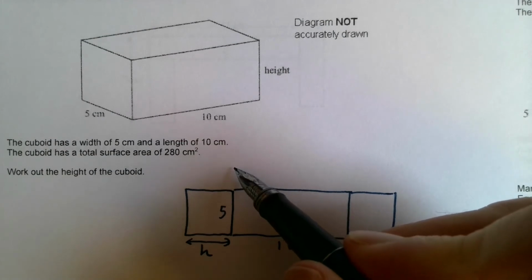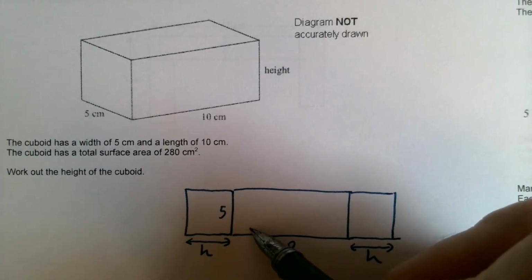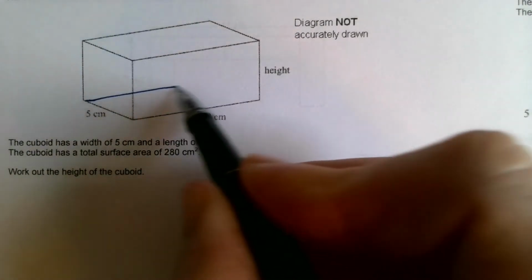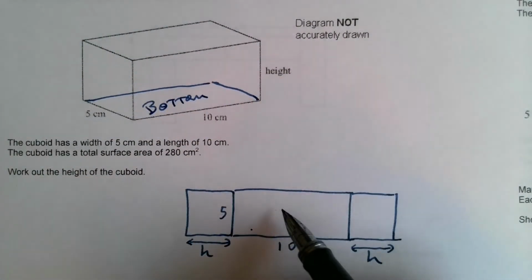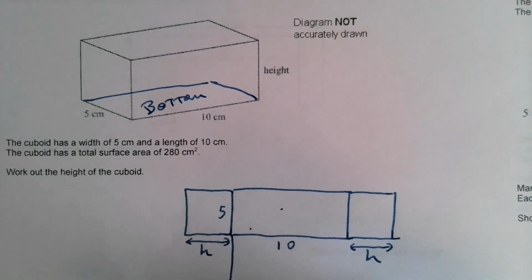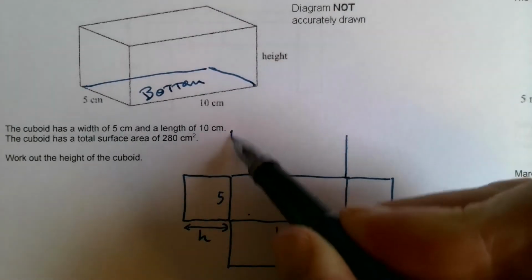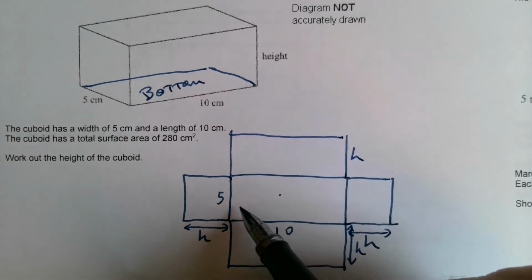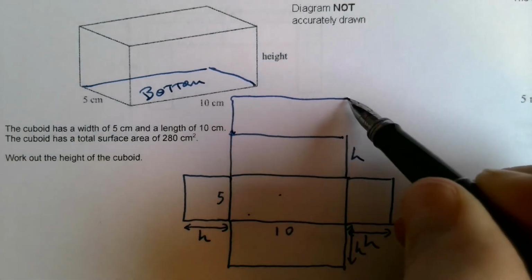The top of the box is going to be, so yeah, this is the bottom of the box, isn't it? 5 by 10. That's the bottom of the box, and that's what we've got there. So then we need the sides, don't we? Now the sides are going to be whatever the height is, and we're going to have another one of those just there, and then the top will be exactly the same as that bit there, won't it?